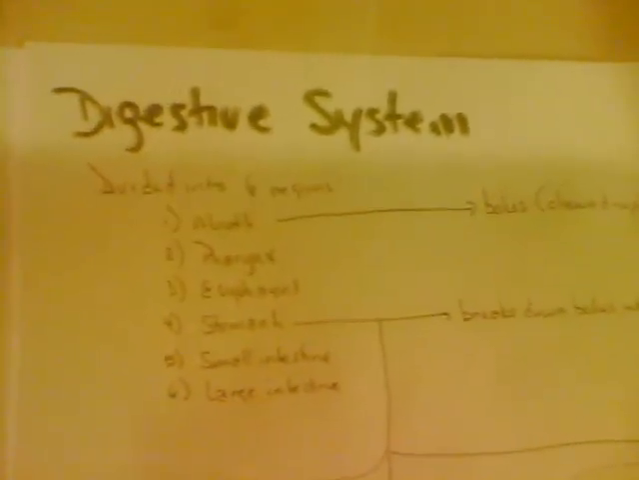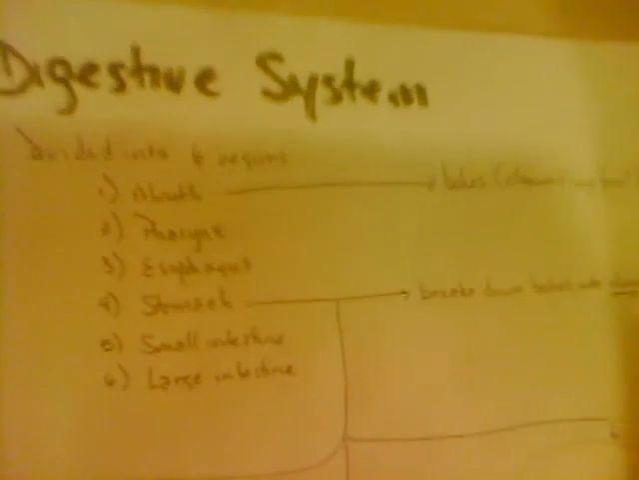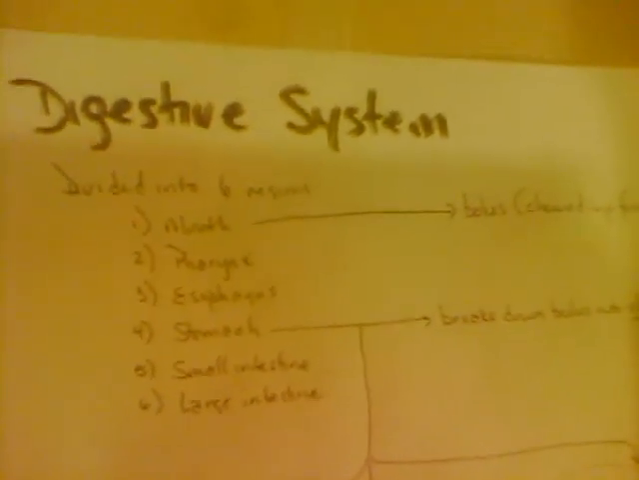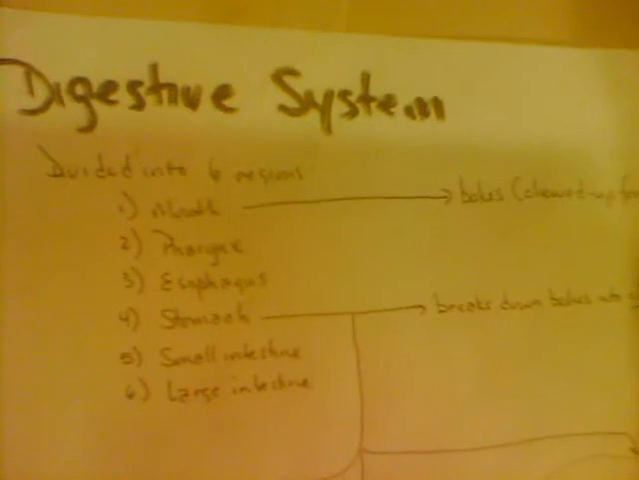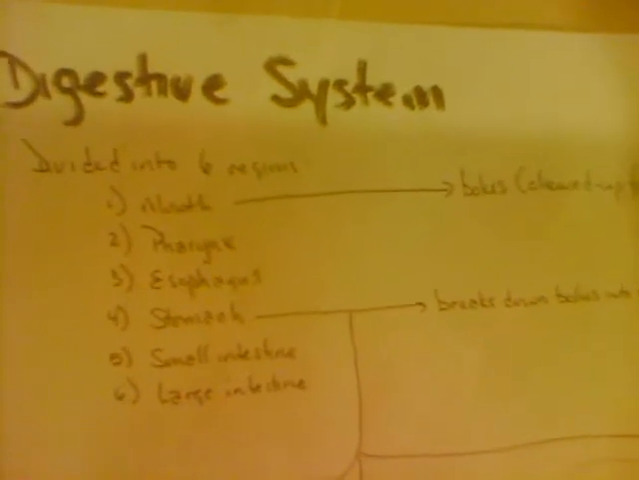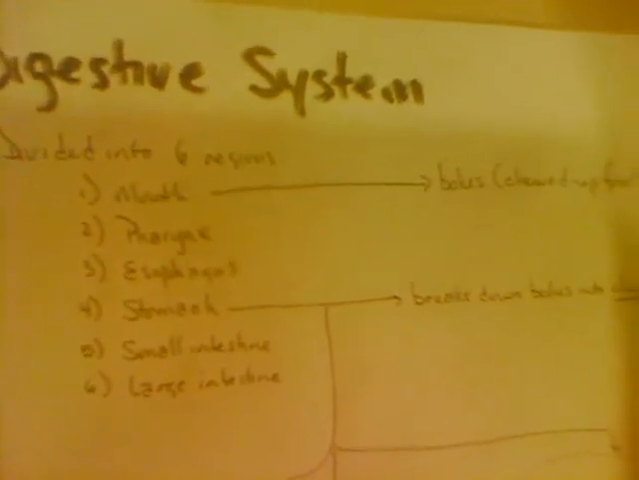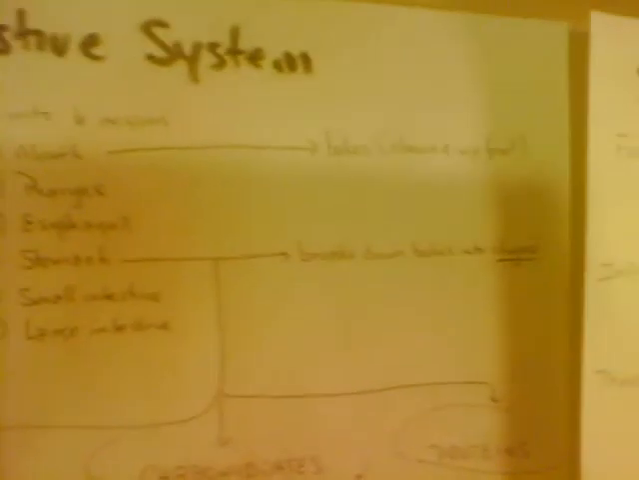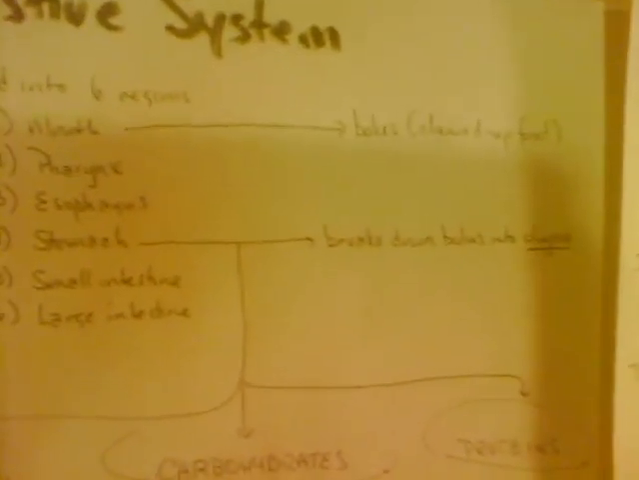Did anyone have a cheeseburger this morning? All right, I know it's cheesy. Now when we're talking about the digestive system, it's broken down into 6 regions: the mouth, pharynx, esophagus, stomach, and the intestines, small and large. Now I did this on purpose. I drew 2 lines so you know exactly what's happening.